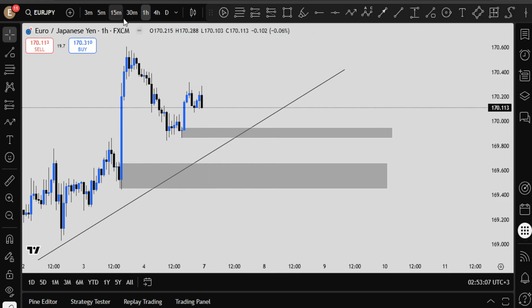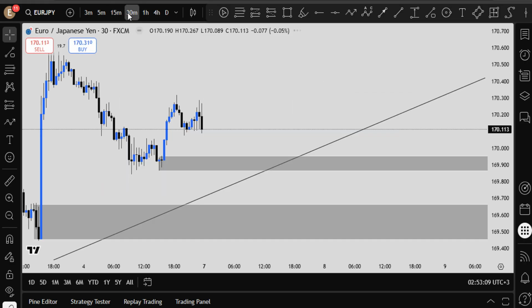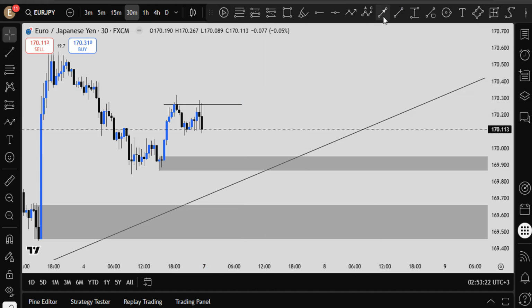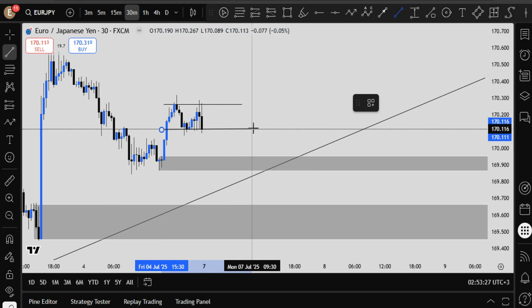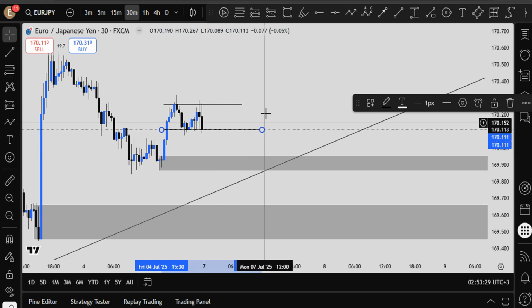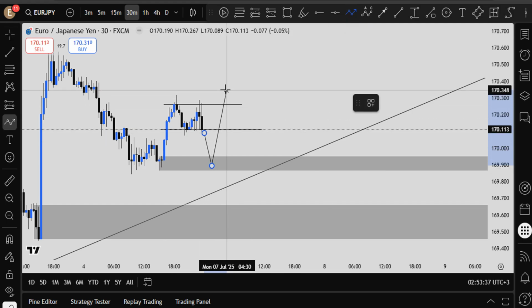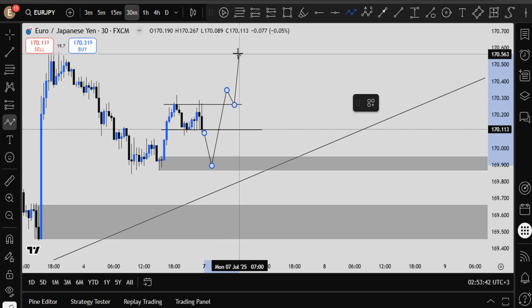I'm going to drop to my 30 minutes time frame, which is this over here, and then I'll mark out this high. That's the first thing that I'll be doing. And then still mark out the low. That's the second thing that I'll be doing. So I know that I need to wait for price to come to this point. Then I'll be taking my buys to the upside. That's my area of interest over there.